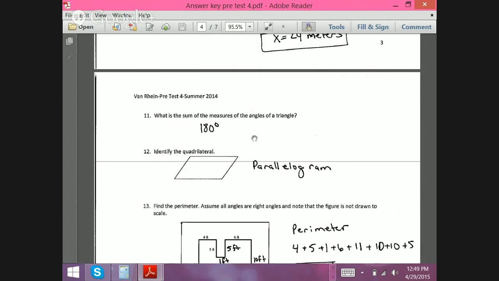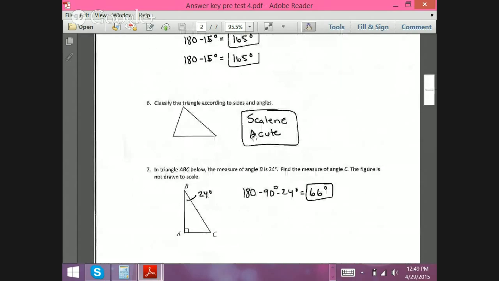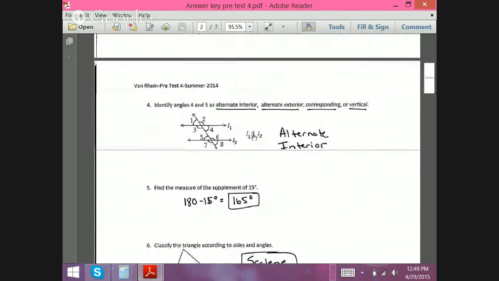Know the words complementary and supplementary. They might come up. I don't know if they come up in the pretest. Know how to classify angles.